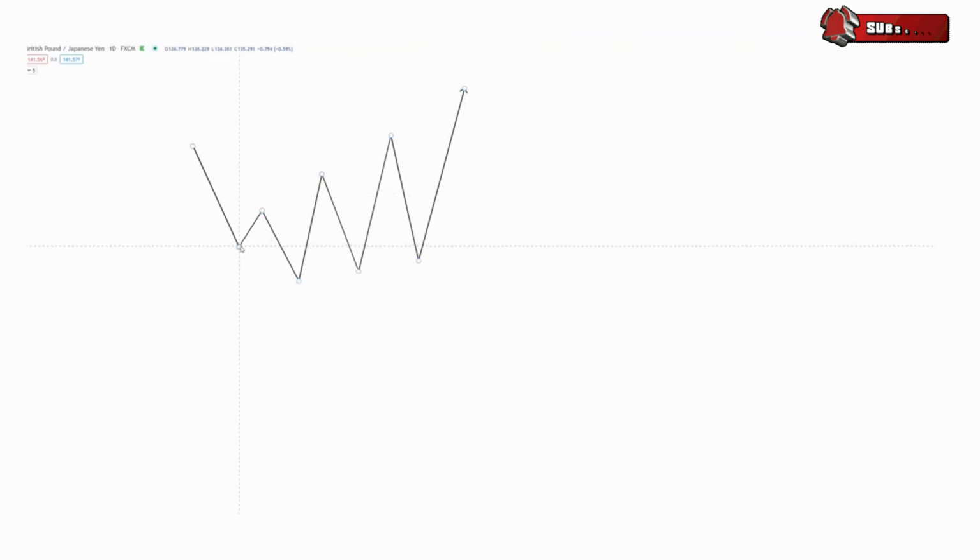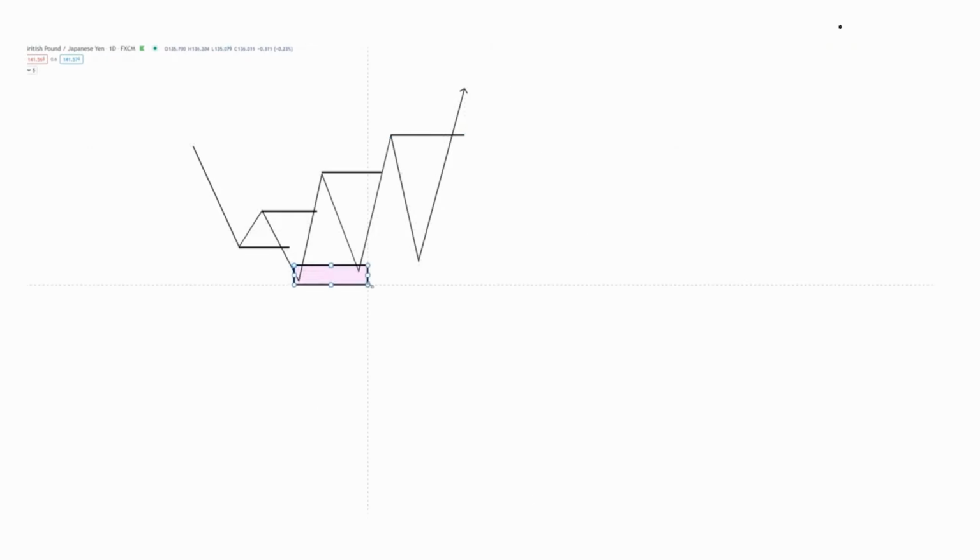So if we just mark this out, we can see that we have a break of structure to the downside. Then we also have a break of structure to the upside, followed by another break of structure to the upside, and finally another break of structure to the upside. So when we're marking up points of interest, our first entry could be here depending on your risk tolerance, but there's also another entry that could be here.